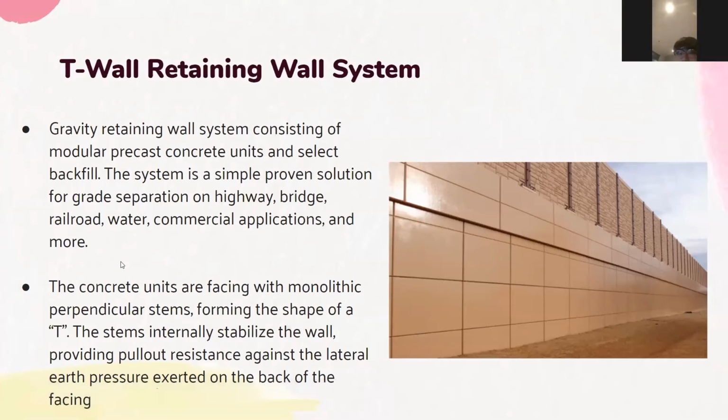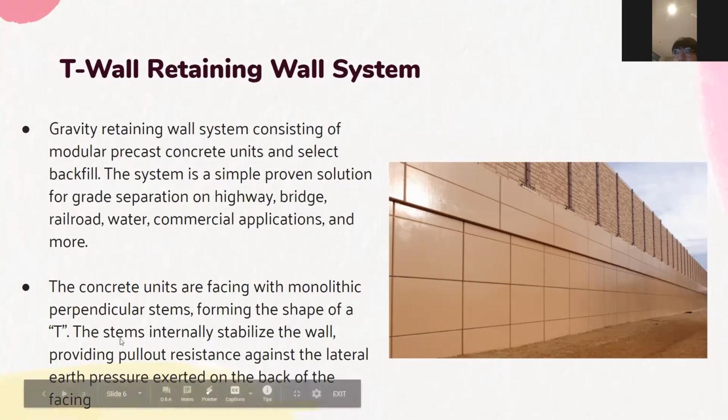This part is about the T-Wall retaining wall system. The T-Wall retaining wall is a gravity retaining wall system consisting of modular precast concrete units and select backfill. The system is a simple proven solution for grade separation on highway, bridge, railroad, water, commercial applications, and more. The concrete units are faced with monolithic perpendicular stems, forming the shape of a T. The stems internally stabilize the wall, providing a pull-out resistance against the lateral earth pressure exerted on the back of the facing. Next.